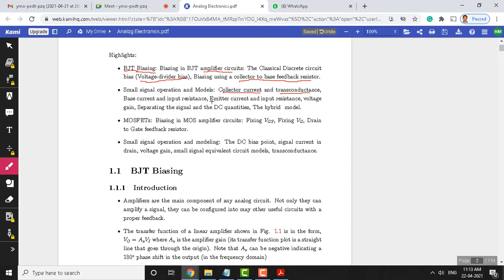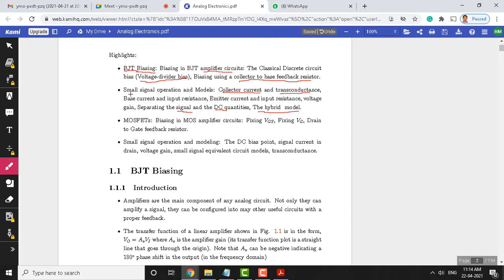Base current, input resistance, emitter current, input resistance, voltage gain, these are the important parameters of the amplifier circuit here. And also we need to understand how to separate AC quantities from the DC quantities. When we say AC quantities, the capacitors come into play. When it is a DC quantity, we will remove those AC elements such as capacitors, and the circuit is purely the DC voltage with BJT and resistances. And we will also discuss the hybrid pi model. That is an important thing here.